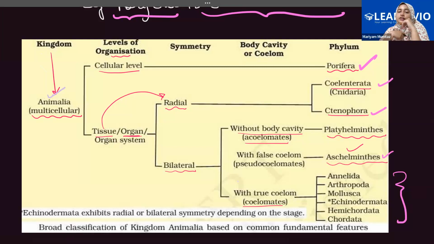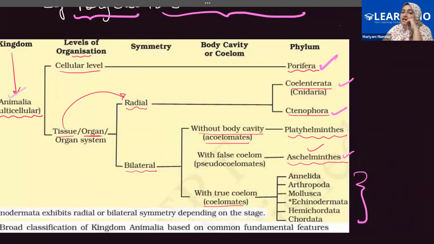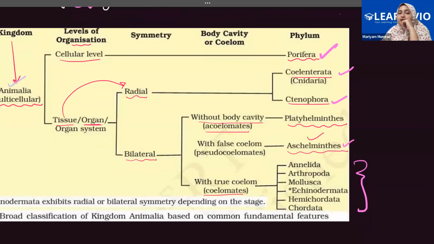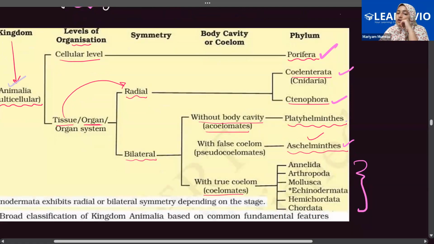Just imagine that tissues, organ and organ system are present right starting from Coelenterata up until Chordata. Moving forward, in terms of symmetry, the poriferans are asymmetrical. But then there comes radial symmetry and bilateral symmetry. Radial symmetry is found in Coelenterata and Ctenophora, only two phylums. Then bilateral symmetry is found starting from Platyhelminthes up until Chordates. All of them have bilateral symmetry.